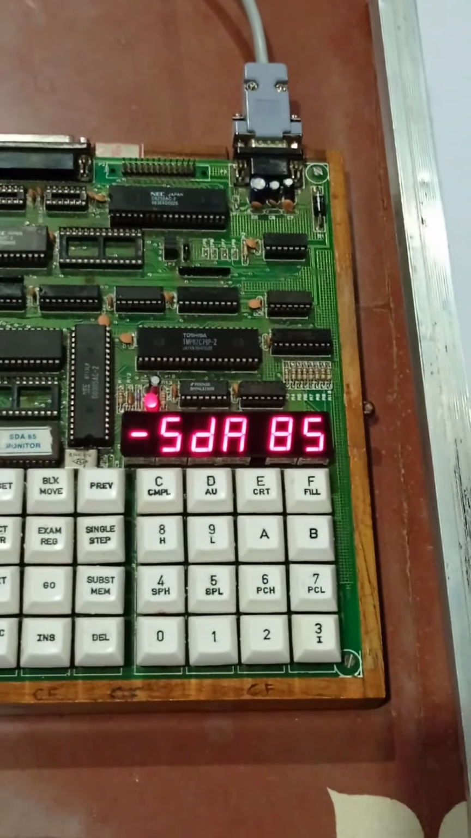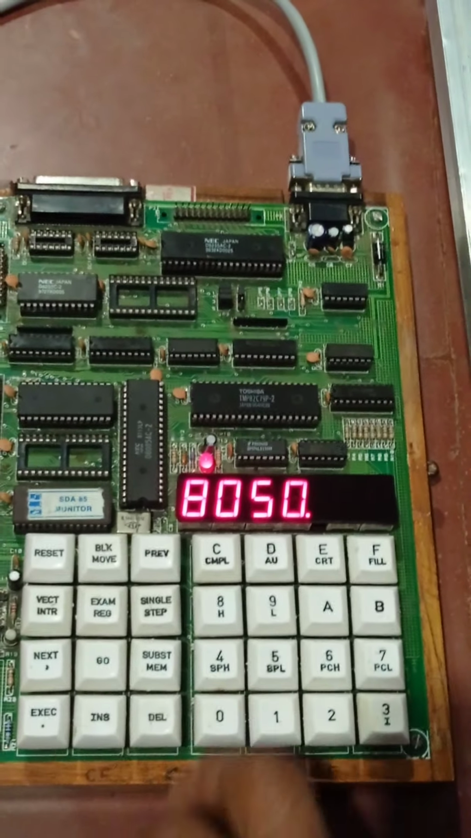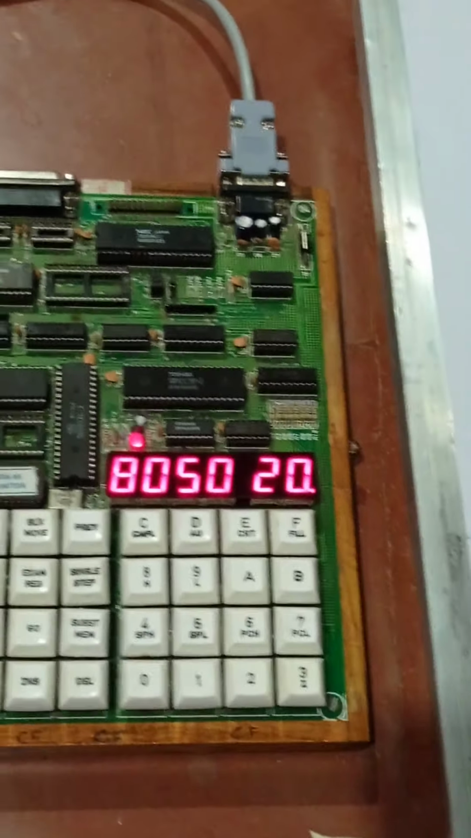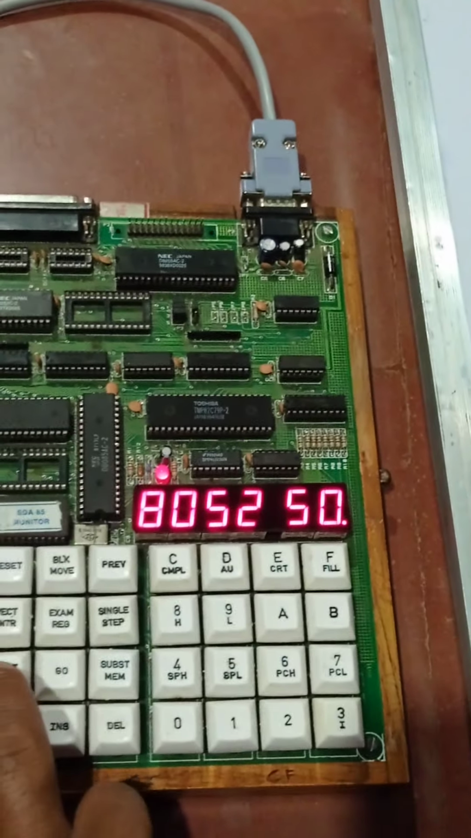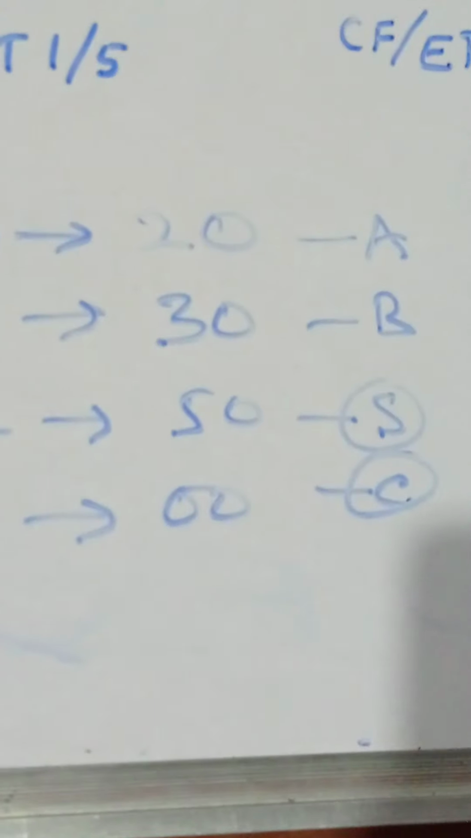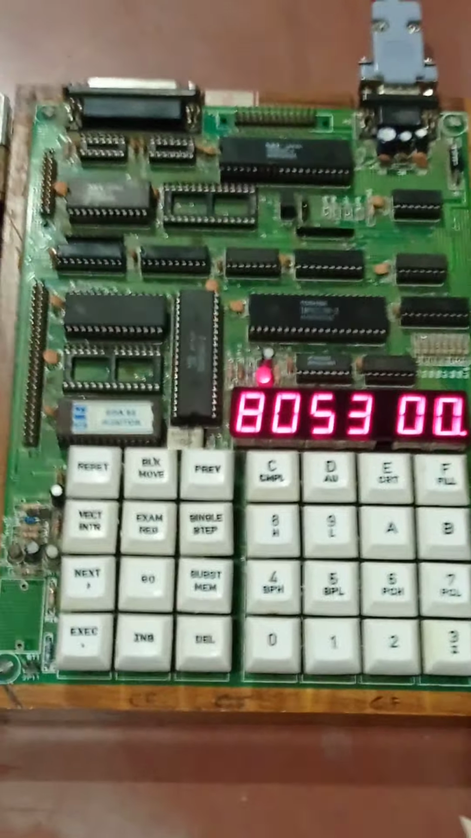The result is at the memory location. Therefore, substitute memory 8050. We have given the data as 20 and 30. The result should be 50 and the carry is not generated. You can see that 20 plus 30 will be 50 and there is no carry generated. So this is how the program is to be executed.